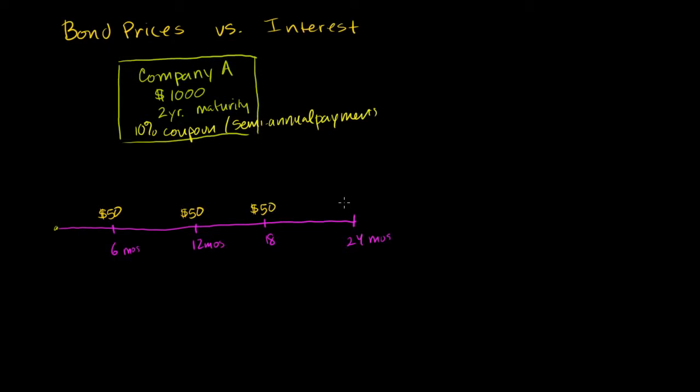$50 there. And then finally, at 2 years, we'll get $50. And we'll also get the par value of our bond. We'll also get $1,000. So we'll get 1,000 plus $50, 24 months from today.